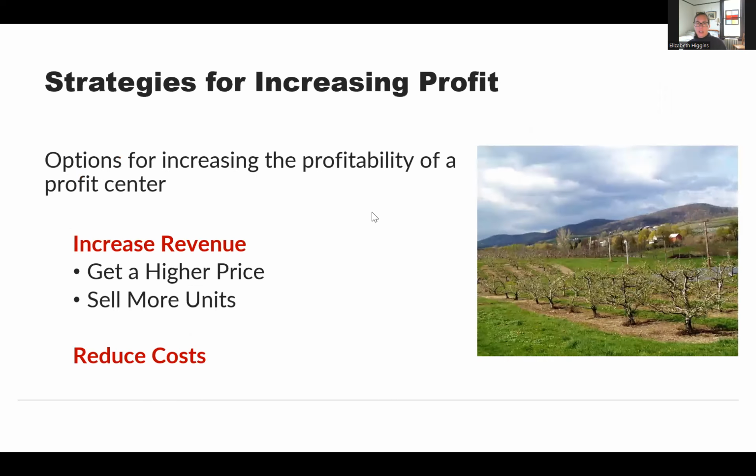So I just want to say, once you've determined what your profit center is, one thing about a profit center is that for increasing your overall profitability, you have two overall strategies, right? You can either increase revenue or you can reduce costs. And under increasing revenue, you can either get higher prices or you can sell more units. Those are your strategies. So a lot of times your investments around a profit center are going to be either cost reduction or revenue increasing. Those are the things you'll be looking at.